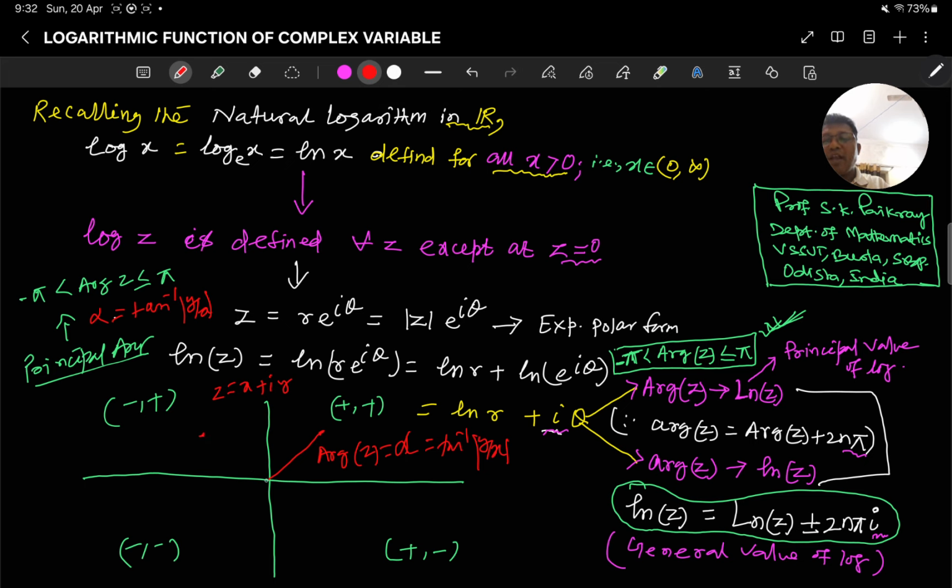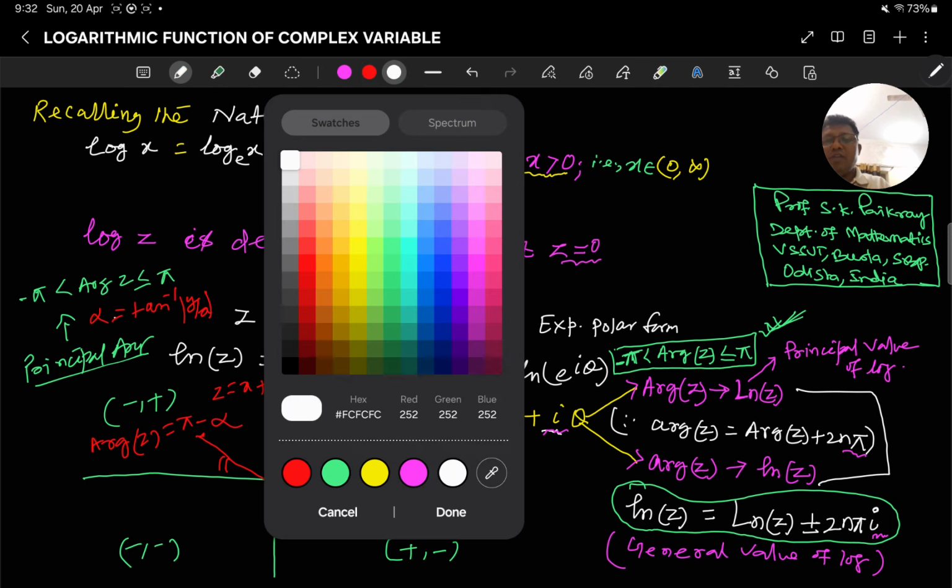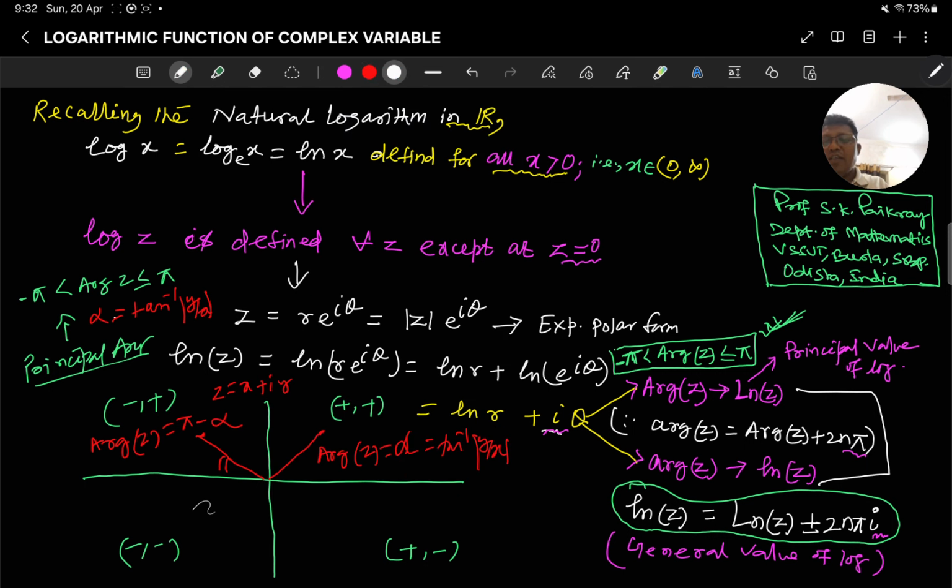If it is here, then the smallest angle created here is this angle. It is here pi minus, so arg z here will be pi minus alpha. And if it is here, then arg z here will be alpha minus pi.